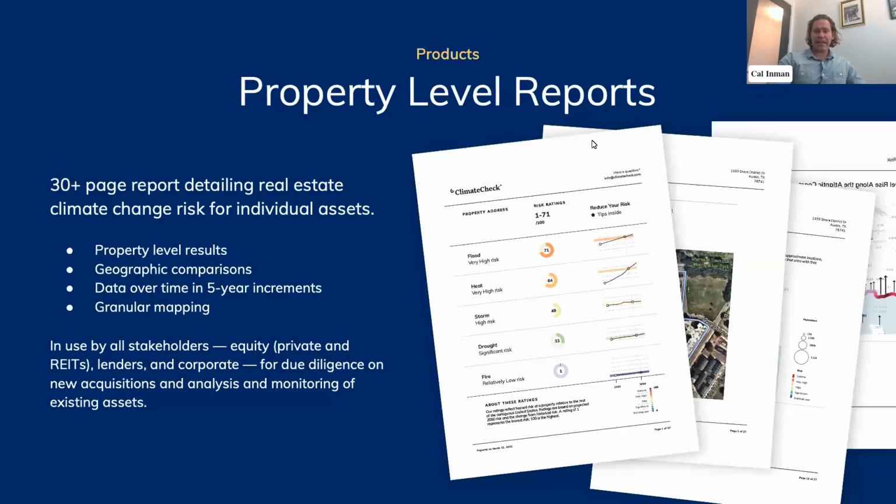So after we query the data, the end product that you get when you type in an address is a 30-page PDF report. It's a very visual report that presents all the data. We start at the highest level, ranking the risks from highest risk to lowest risk, and then allow you to dive deep into that, showing visuals, the data over time in graphs, and maps showing the risk to the property and the surrounding areas.